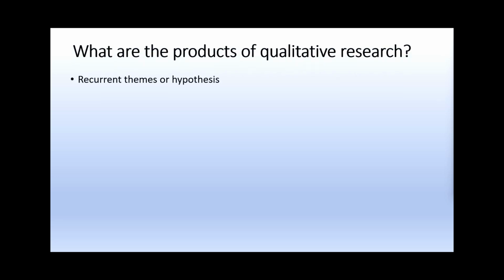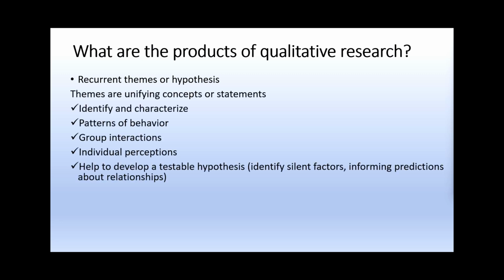So what are the products of qualitative research? What do we intend to gain after qualitative research? So we have recurrent themes or hypotheses. Themes are unifying concepts or statements. They identify and characterize the patterns of behavior, the group interactions, individual perception. This can help to create a testable hypothesis, which you can collect and test quantitatively. So you can also use it as a beginner method or a pilot for a survey instrument to know which elements or factors I should include in my survey instrument.